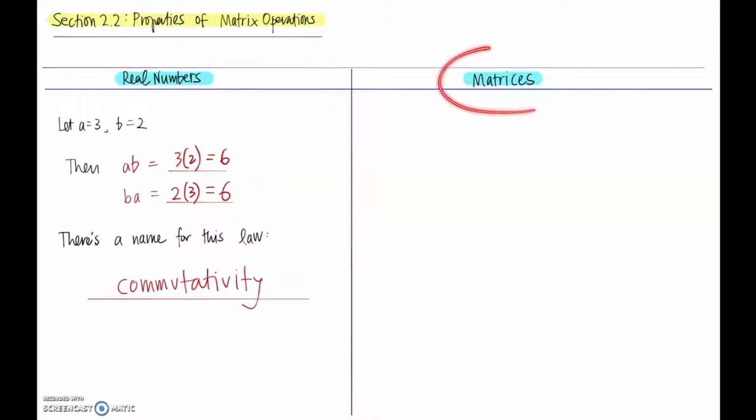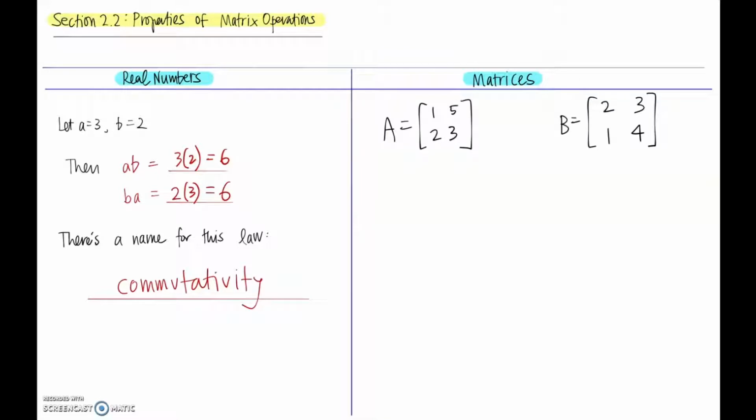So now let's go to what we're learning in this course, matrices, and talk about the idea of commutativity here. Here we've got two matrices. A is this 2 by 2 matrix, and B is this 2 by 2 matrix. With matrices, we have to ask, can we even multiply these two matrices? Is the product AB a real thing? Luckily, because of their dimensions both being 2 by 2, we can multiply them either way. We can look at A times B, and we can look at B times A.